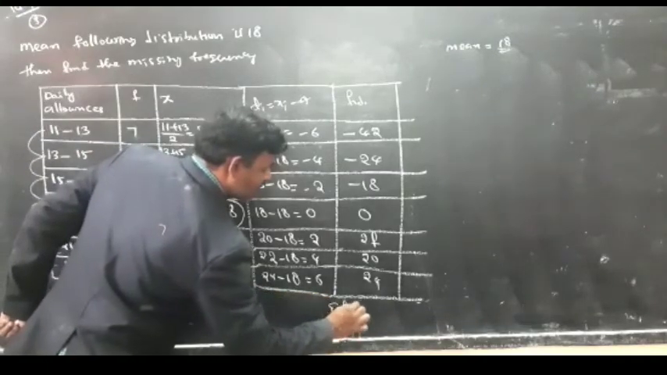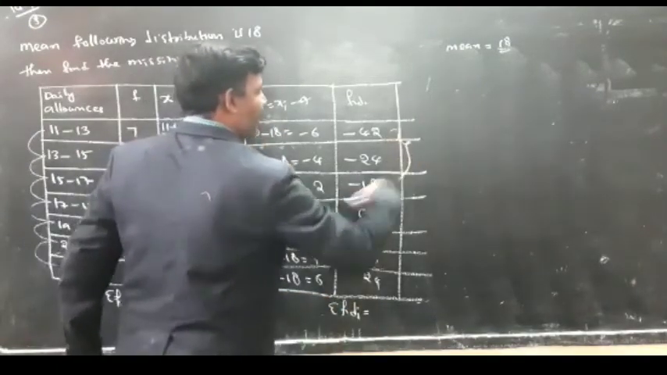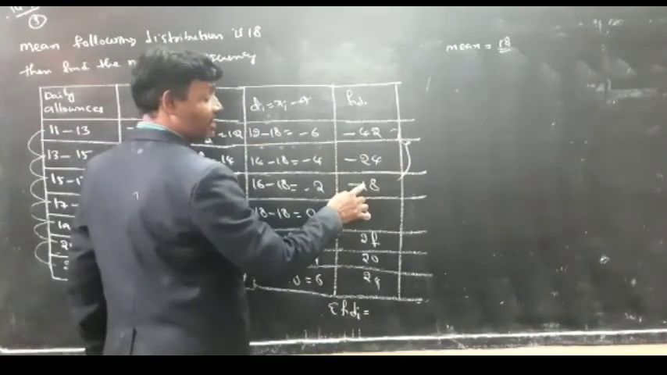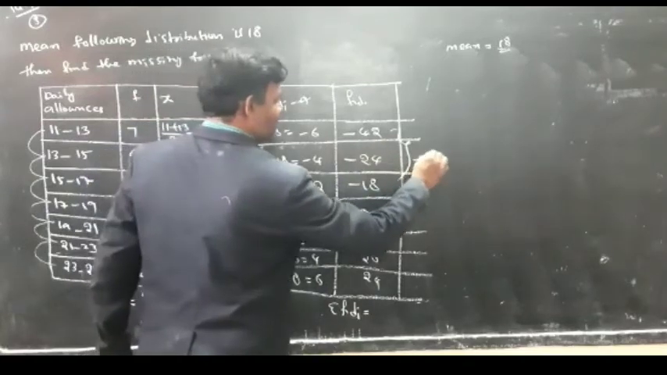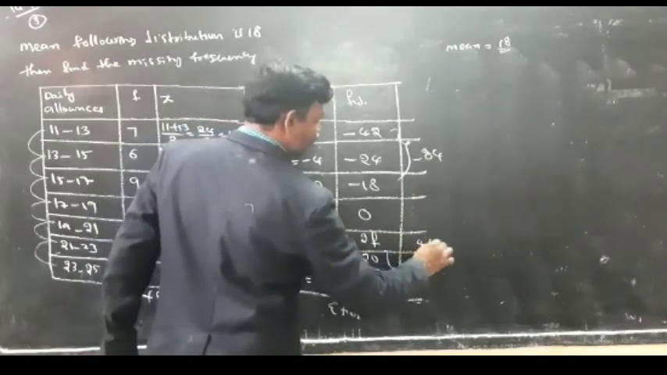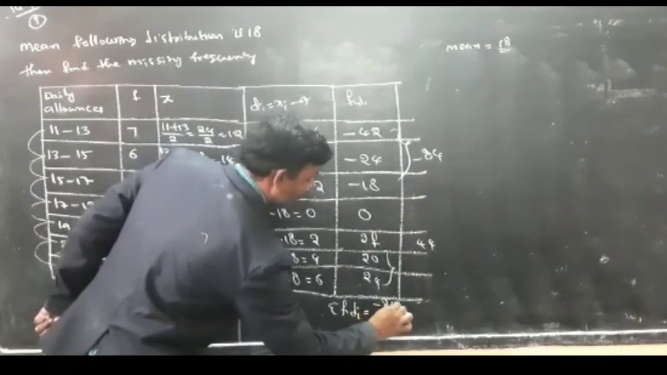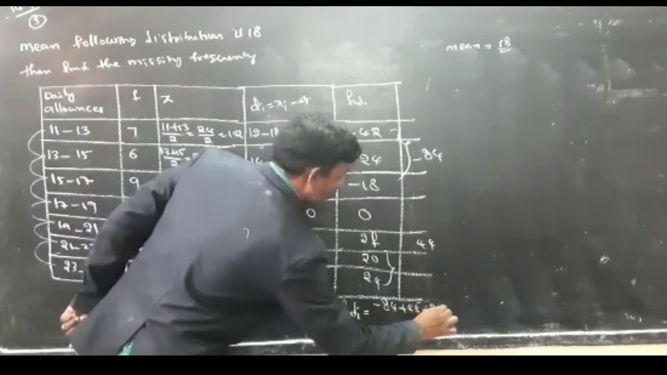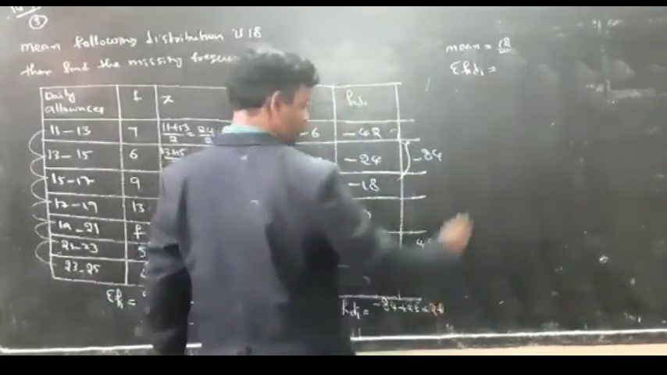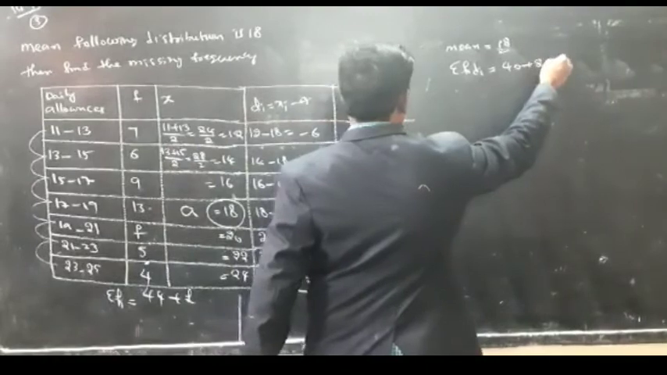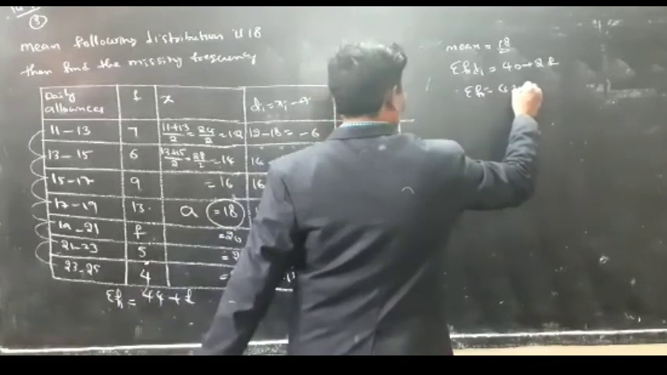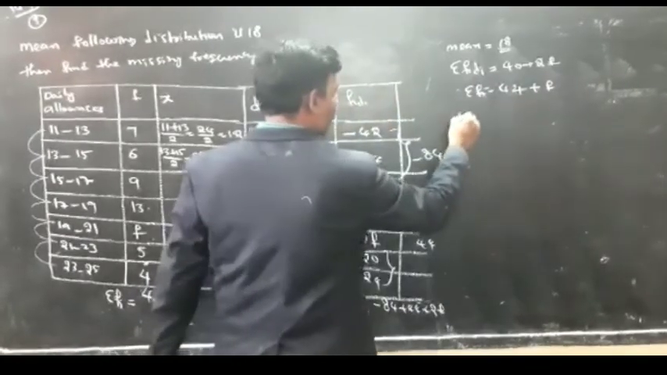Next, what do I need? Sigma fi di. First you have to add the negative values on one side. 42 plus 24 is 66, plus 18 is 84, so minus 84. 20 plus 24, 44. So it is minus 84 plus 44 plus 2f. Sigma fi di is equal to minus 40 plus 2f. Sigma fi is equal to 44 plus f.